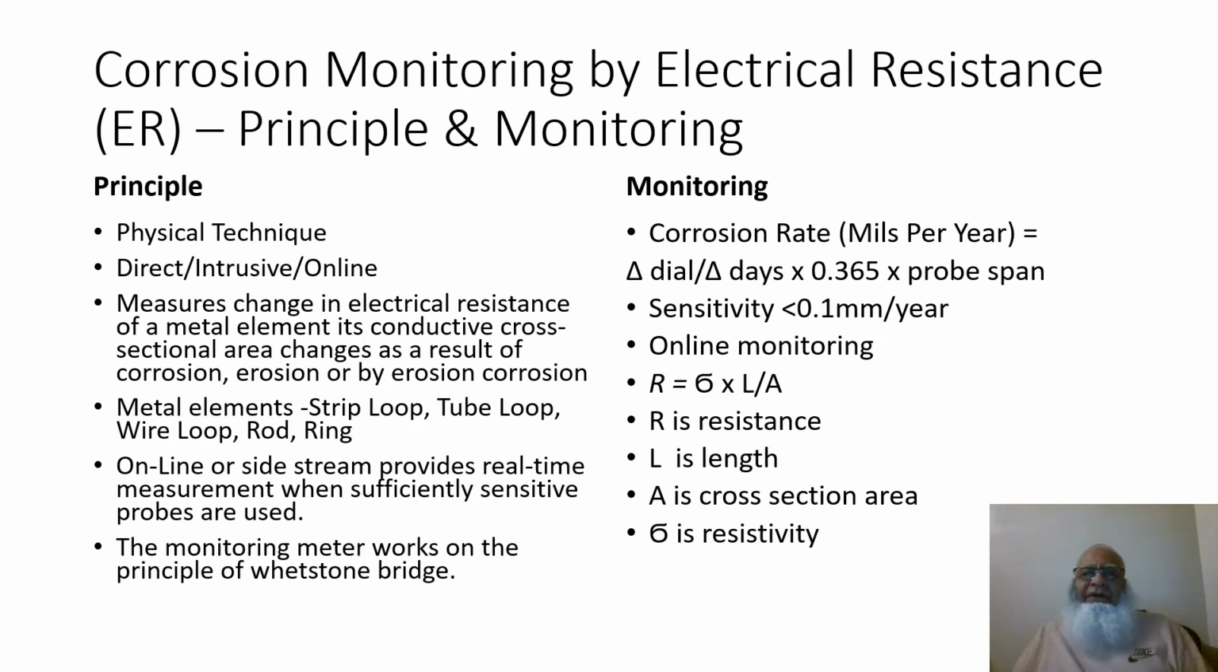It's an online monitoring technique. The principle is that the resistance is equal to the resistivity of the metal times its length divided by its cross-sectional area. As the cross-sectional area changes, the resistance changes, and the resistance is inversely proportional to the cross-sectional area. So as the area decreases, the resistance increases, which measures actually the rate of corrosion of the metal.